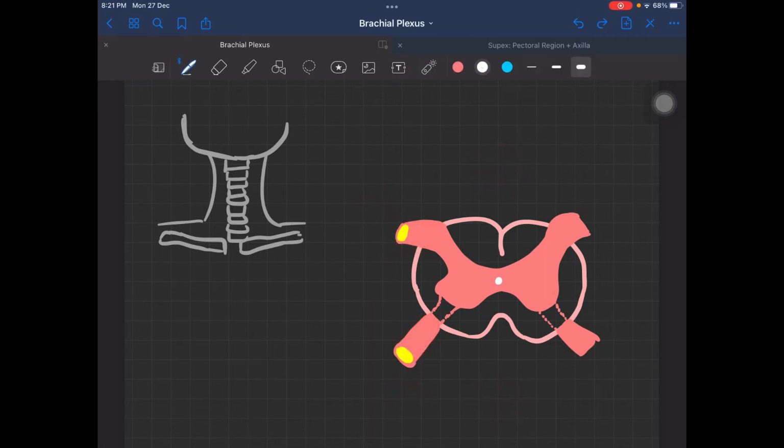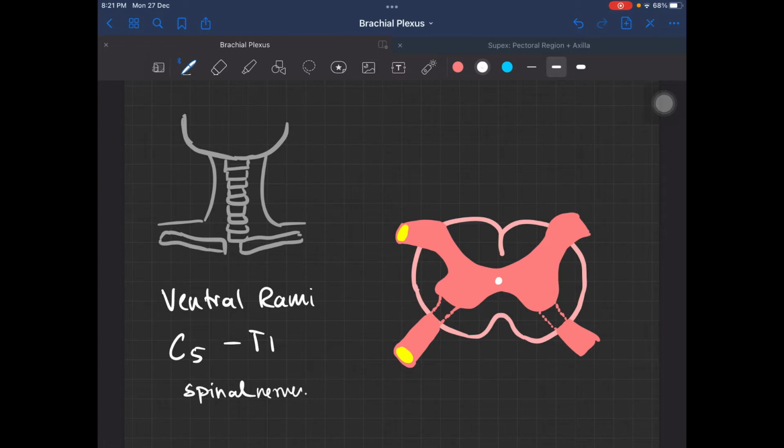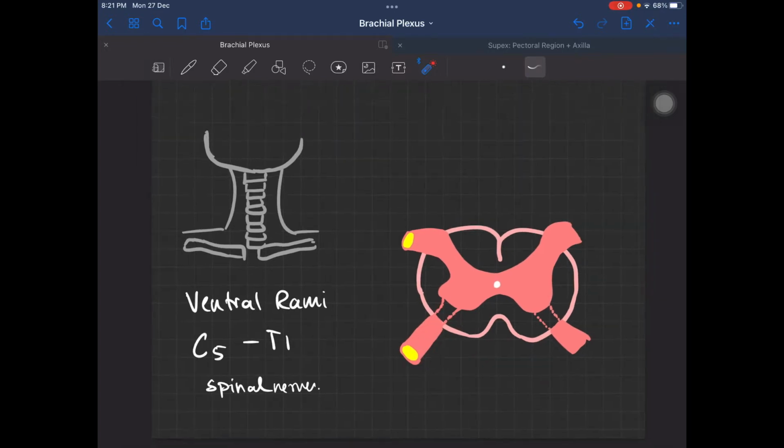So what are we concerned with in this video? We are concerned with the ventral rami of spinal nerves C5 to T1. So what is that exactly? The spinal cord runs in this vertebral column. It's divided into various segments like C1, C2, C3. We are only concerned with C5 to T1 and their ventral rami, which is the root exiting from the ventral side, which is this part.